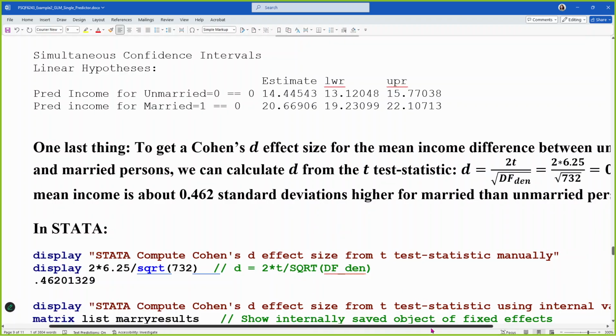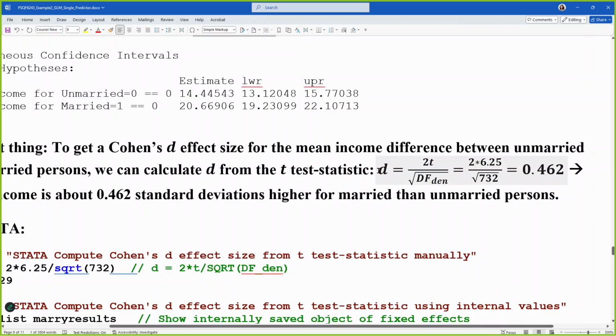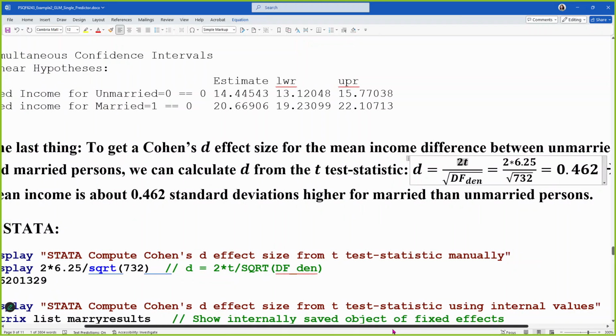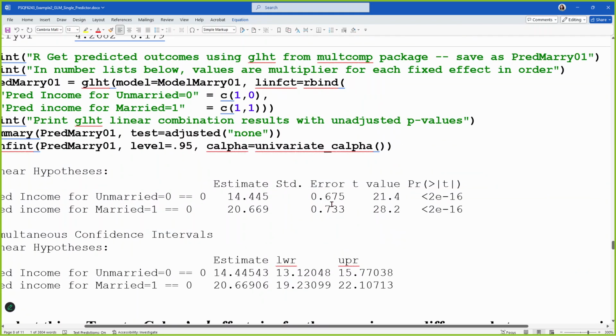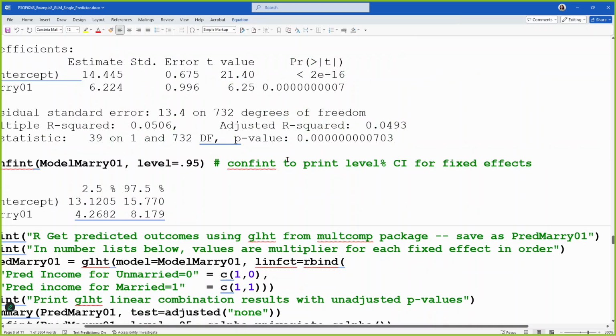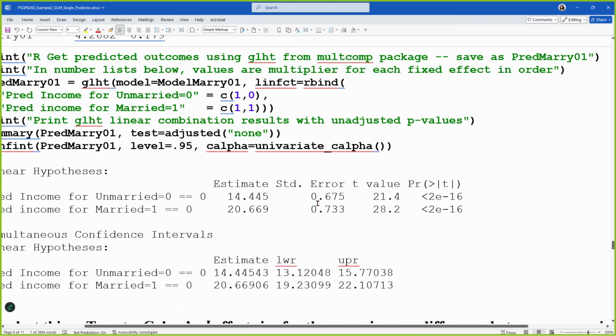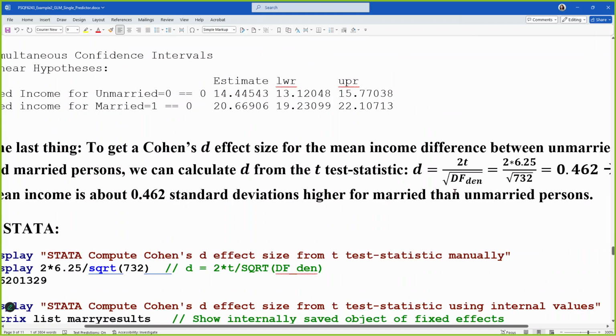So there is a handy-dandy formula, it's a little one, that you can use to get a Cohen's D effect size, which is a standardized mean difference, so it's a mean difference in standard deviation units between 2 groups, from the t-test statistic that goes with that slope. So based on the output, 2 times t was 6.25. Where did it go? Up here. There it is, there's my t-test. Divided by the square root of denominator degrees of freedom, that's sample size minus the number of fixed effects.